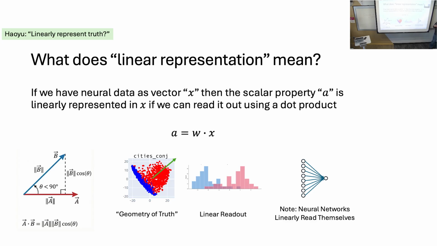So the hypothesis is that all the useful information in a neural network is able to be read out linearly, because if it weren't, the neural network itself wouldn't be able to access it. That's all the neural network has as a tool for reading its own information. So that's sort of the hypothesis. Yes, go ahead.